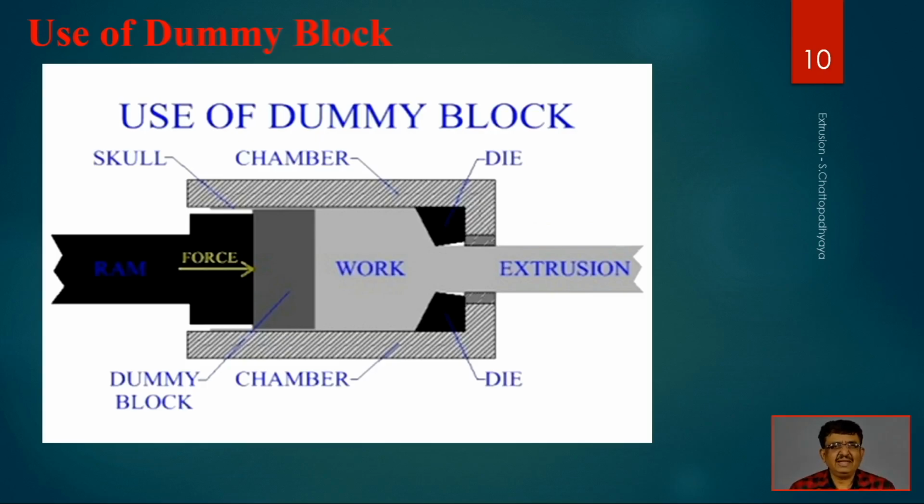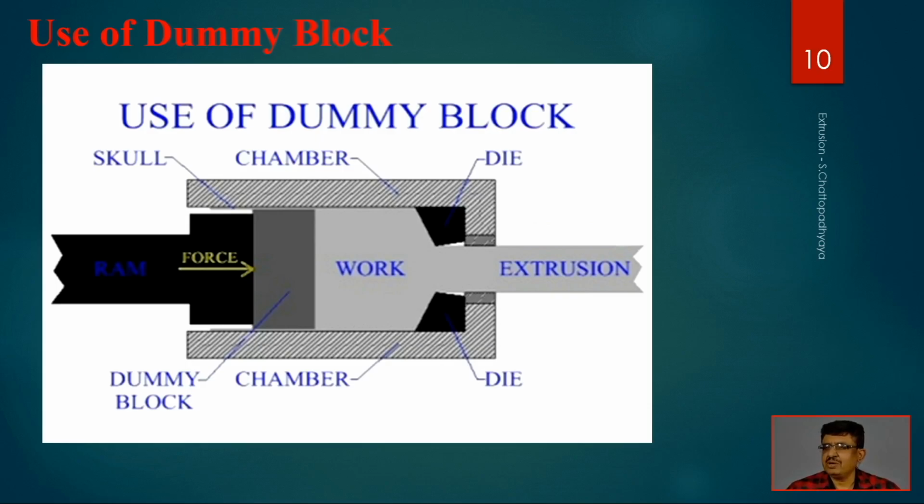So we can see the use of the dummy block. The plunger or the ram forces the dummy block, slightly lesser in diameter than the container, and that way it is just pushing the core material. Whatever oxides are in the periphery remained in the container itself. So those oxide formations don't come into the periphery of the extruded product, and the quality of the extrusion is great.